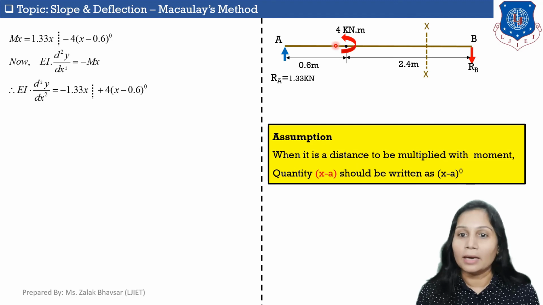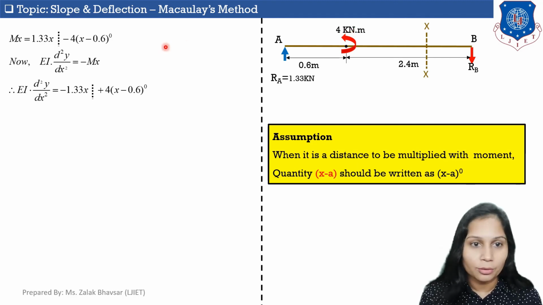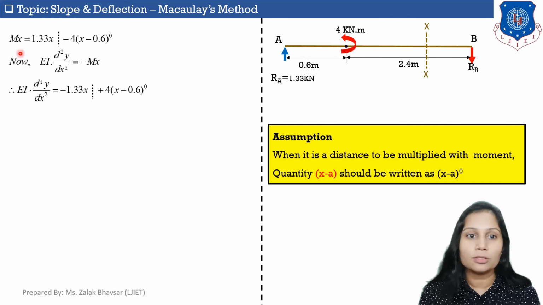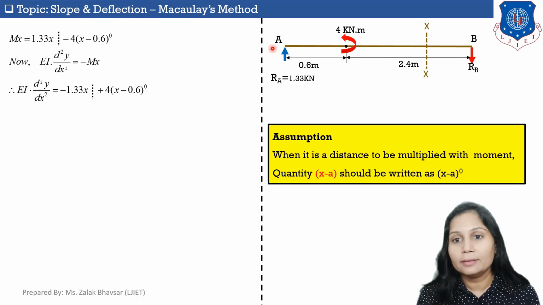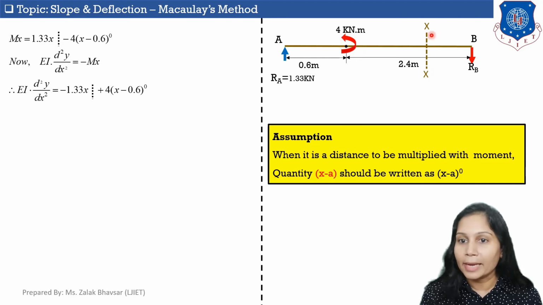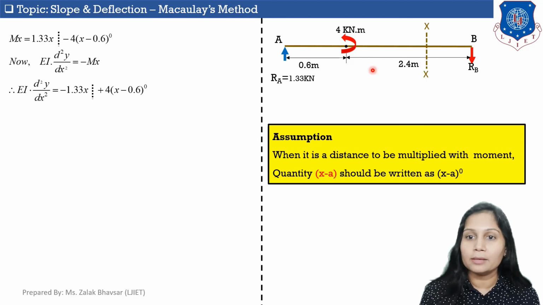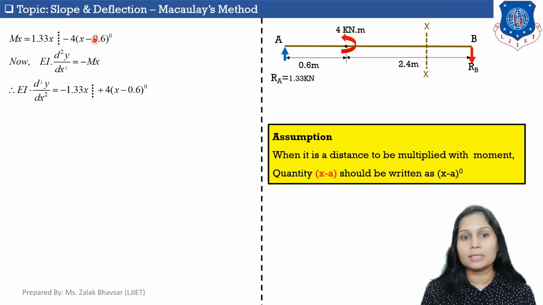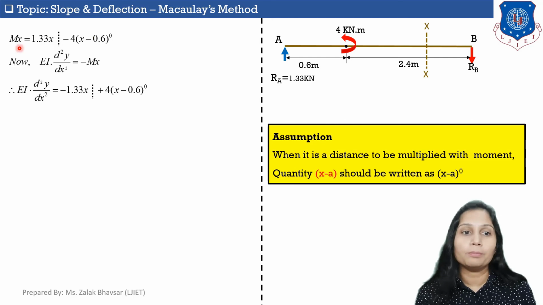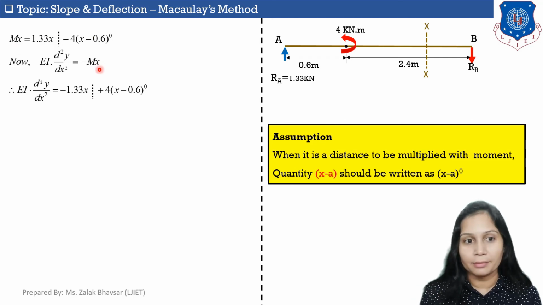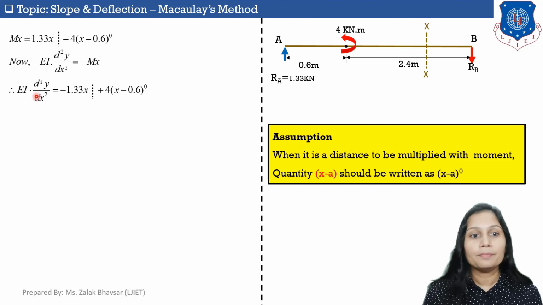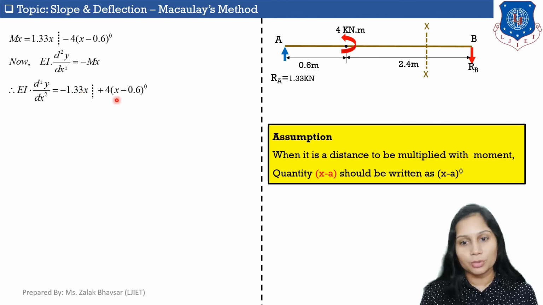Okay, so in our case the moment is 4 kilonewton meter, which is anti-clockwise, so I am putting a minus sign over here, and the distance between this moment and the section is x minus 0.6, so I am writing it as (x minus 0.6) raised to 0. So this is our Mx calculation. Now if I put the value of Mx in this differential equation, then I will get EI d²y/dx² is equal to minus 1.33x plus 4(x minus 0.6) raised to 0.